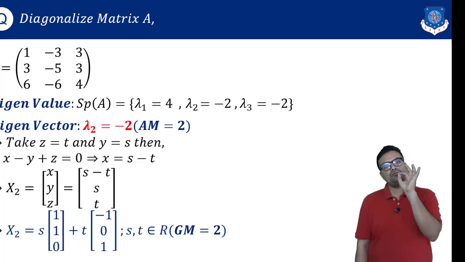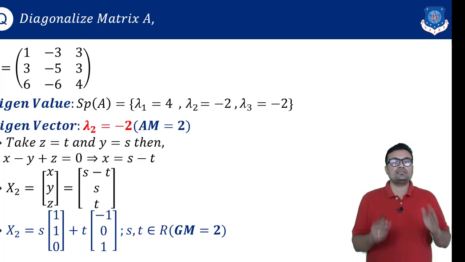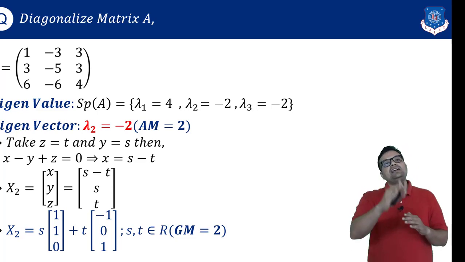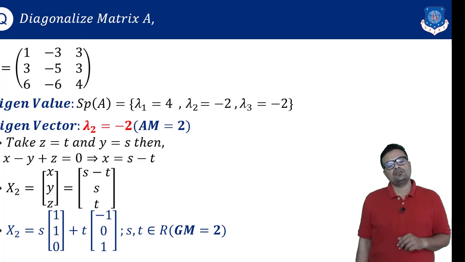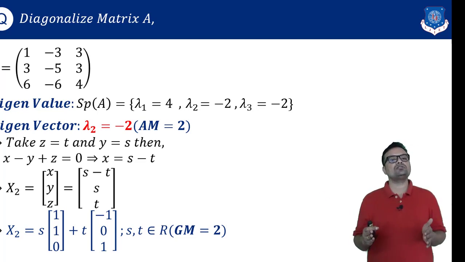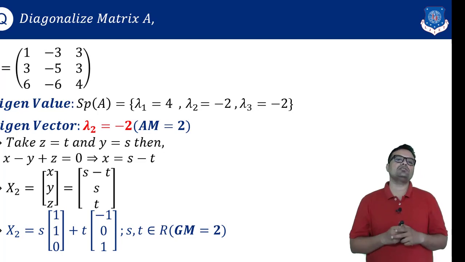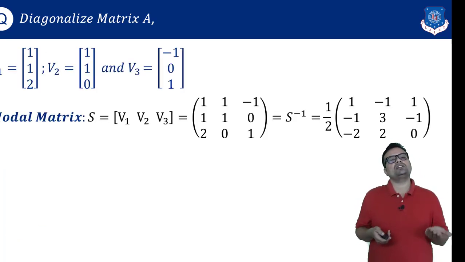So for eigenvalue minus 2, algebraic multiplicity is 2 because of 2 repetitions in the spectrum. Geometric multiplicity is 2 because of 2 vectors in the eigenvector. This means that my second eigenvalue is also satisfying the condition for diagonalization. So all eigenvalues in the spectrum are satisfying the condition for diagonalization. That means diagonalization is possible. So now let us move further for the diagonalization.